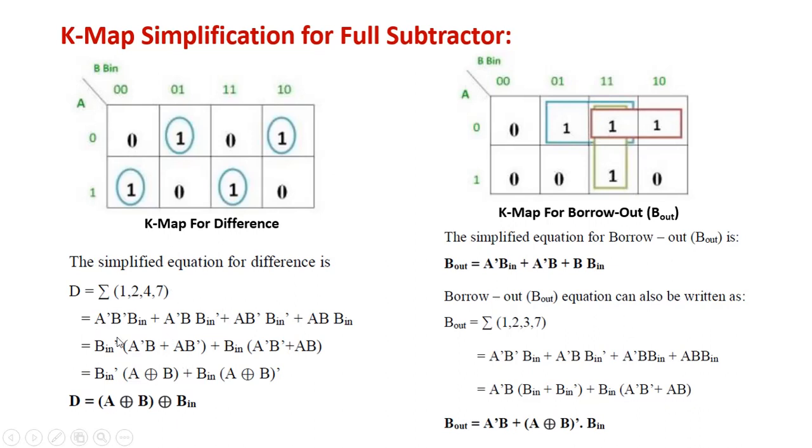simplify this. You can take b in bar common here, then you will get this as the remaining portion, then b in common, then this as the remaining portion. Here we can see that this is nothing but a XOR b. Here it is a XOR b bar. That means that this, a bar b bar or ab, is the XNOR operation of a and b.